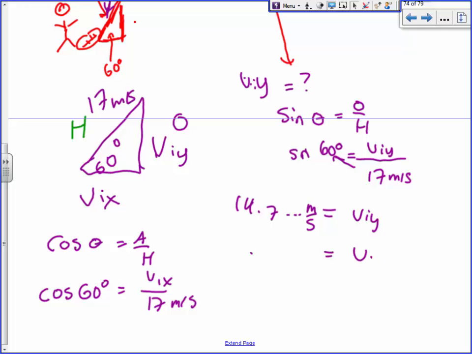So velocity initial in the x direction, help me out here. Where do you get the value? 2.5? 8.5. 8.5. Okay. Let's see. That looks like it's about there. 8.5 meters per second. Okay.